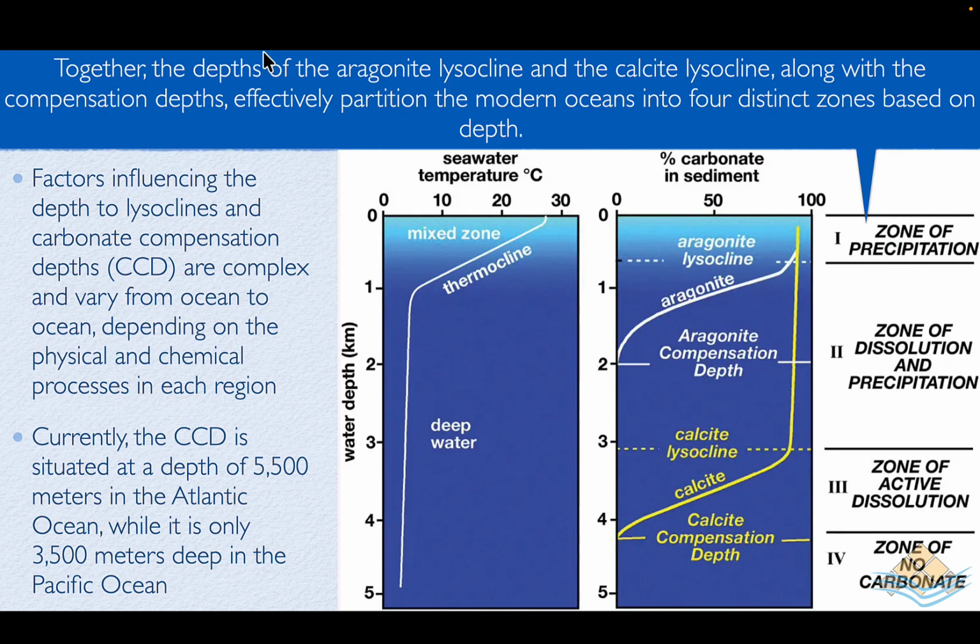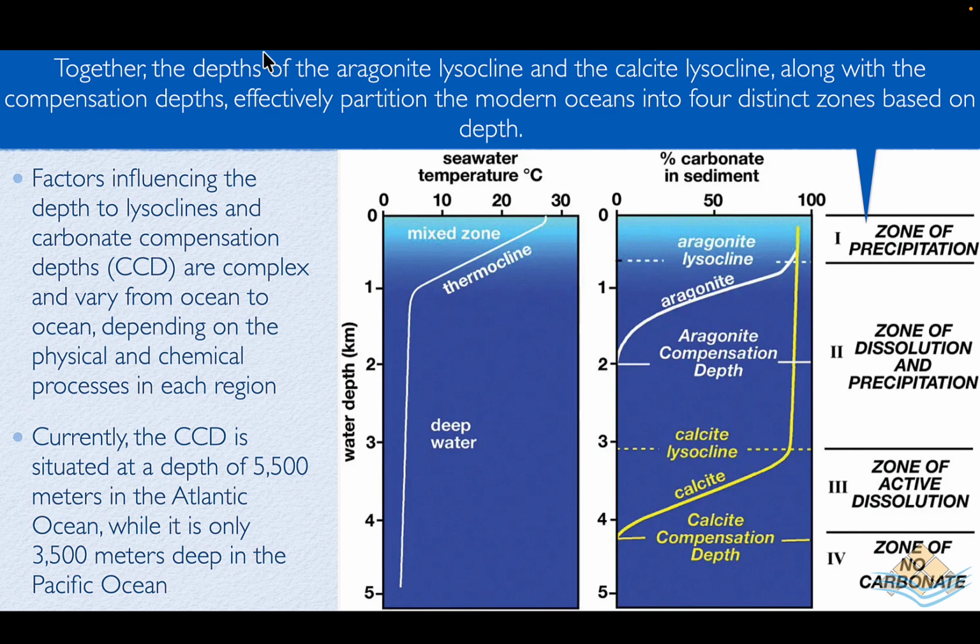maintaining its saturation state. Then, as we go deeper, we move into zone 3, which is a zone of active dissolution. All the aragonite's gone and now the calcite's going. Below that, zone 4, we have a zone where no carbonate will accumulate. That's known as the calcite compensation depth.